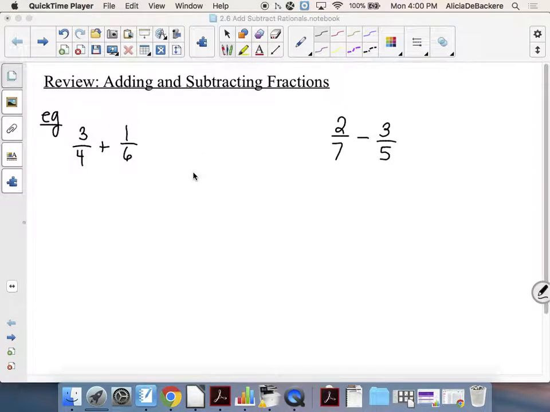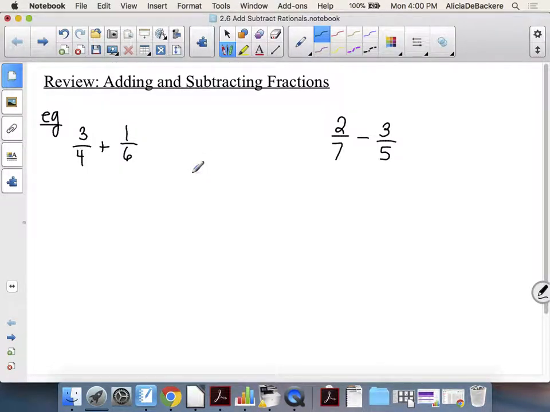Okay, before we get started with the sixth lesson, I just wanted to do a quick review of how to add and subtract fractions for those of us who have forgotten. When I add fractions or subtract them, I need to have a common denominator. So when I look at my two fractions in my first example, 3/4 plus 1/6, I have two different denominators.